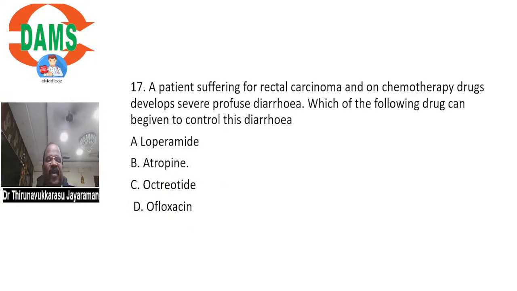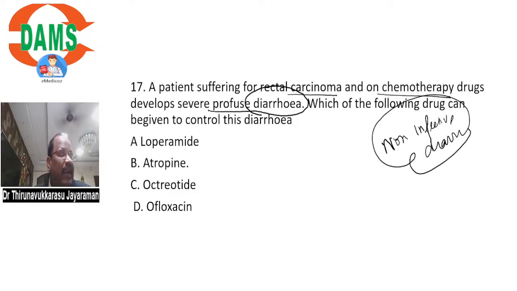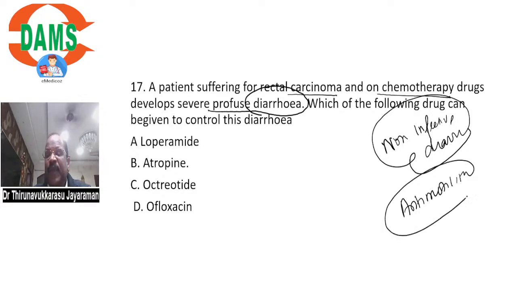A patient suffering from rectal carcinoma on chemotherapy developed severe profuse diarrhea. Which of the following drugs can be given to control this diarrhea? See, chemotherapy diarrhea is not infective, it's a non-infective diarrhea. For these cases, we can very well try an anti-motility agent. The options we have are loperamide, atropine, octreotide, ofloxacin.